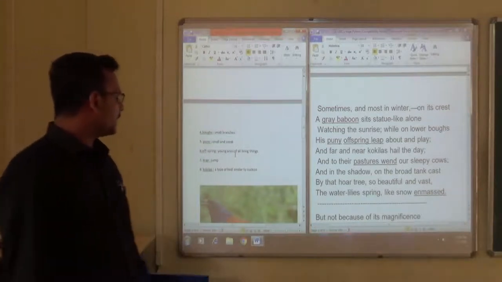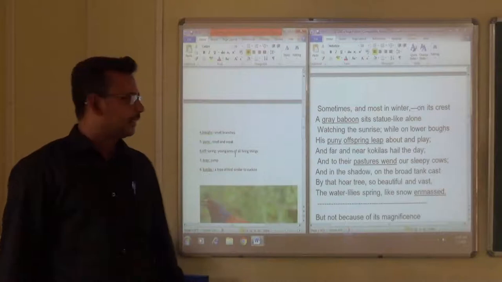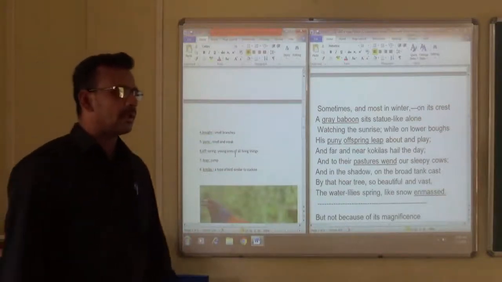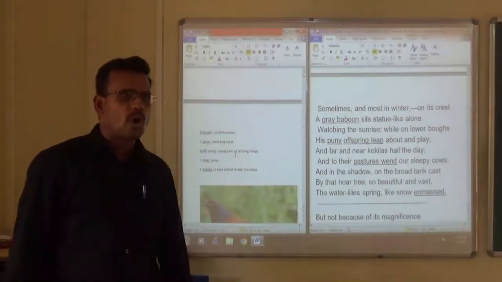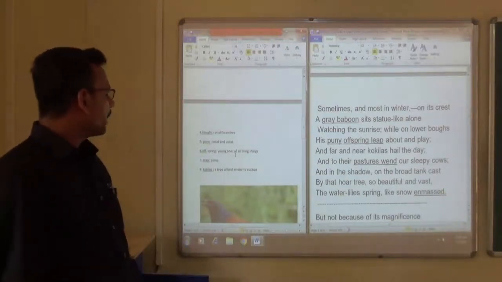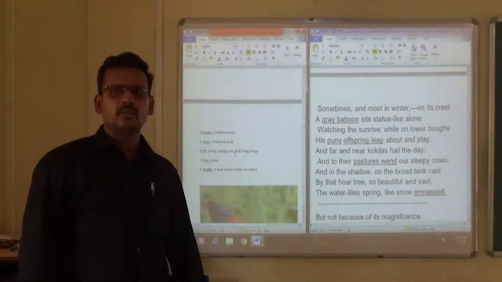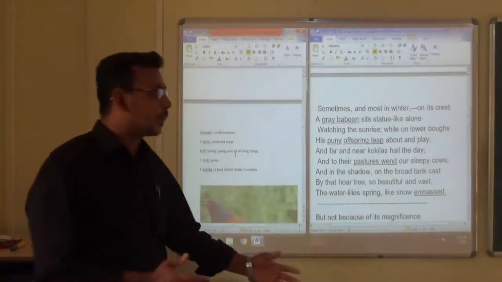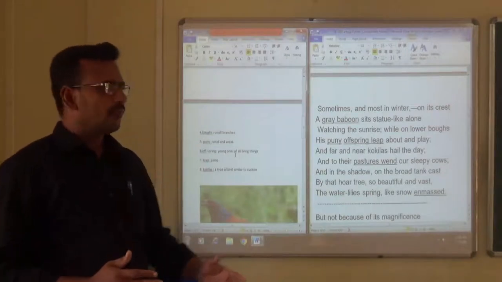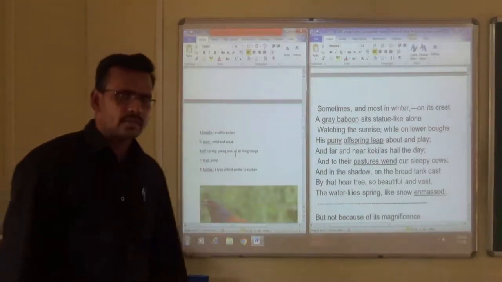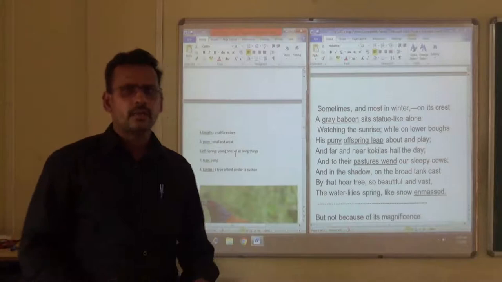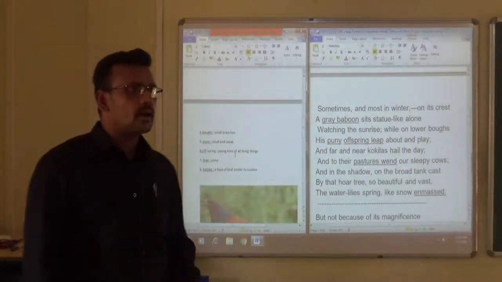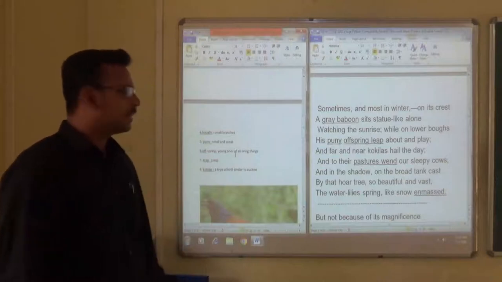And the next line says, and far and near, kokilas hail the day. The next happening which was noticed by the poet is, and far and near. The word far means distant and near means very close. I mean far from the Casuarina tree and very close to the Casuarina tree. So here what happened? Kokilas hail the day.